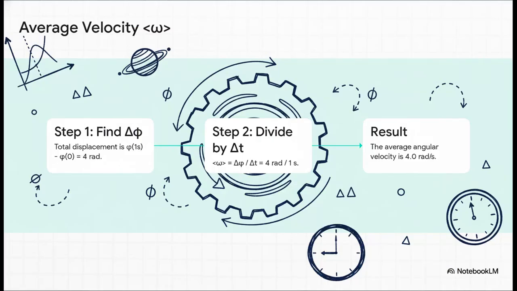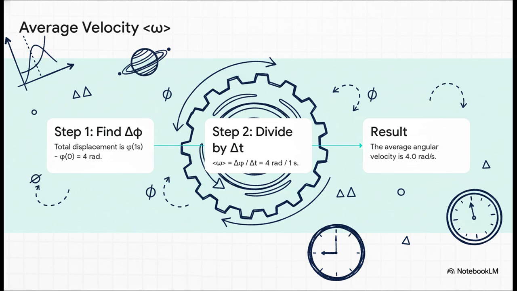Okay, for average velocity, remember the definition. It's just total displacement over total time. So first, let's find that displacement. We plug t equals 1 into our original phi equation. That gives us 6 times 1 minus 2 times 1 cubed, which is just 4 radians. And at t equals 0? Well, that's easy. Everything just goes to 0.